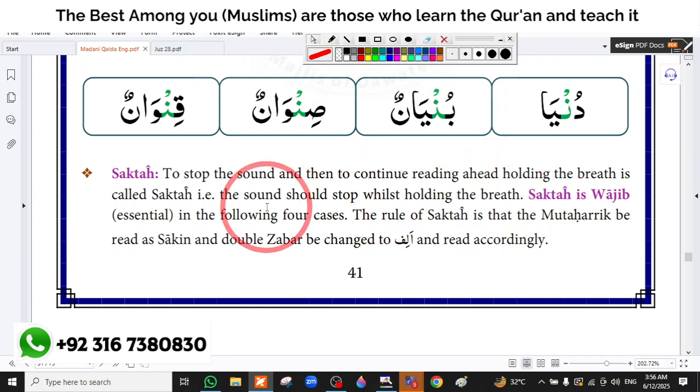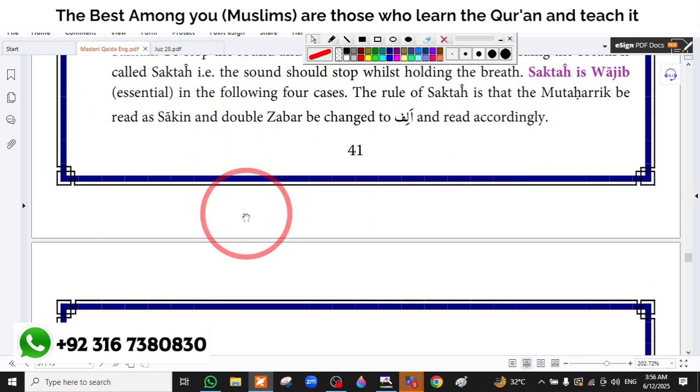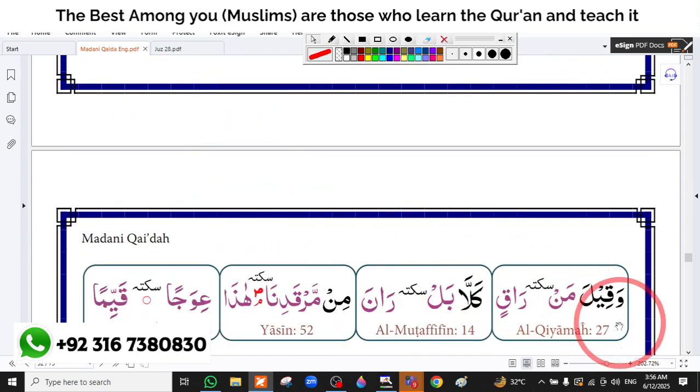Yes, we have to. Okay, so sakta is wajib in these four cases. Can you do sakta, please? What happens if you need to take a breath? What happens if you take a breath and then read? In these four words it's wajib. If you don't do that, it's a sin. So to avoid that, we have to read according to the rules. Then what happens if you can't hold your breath? It's just for a second. It's not longer than that.